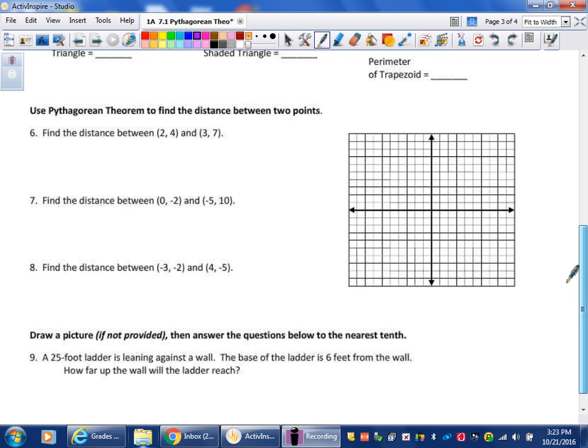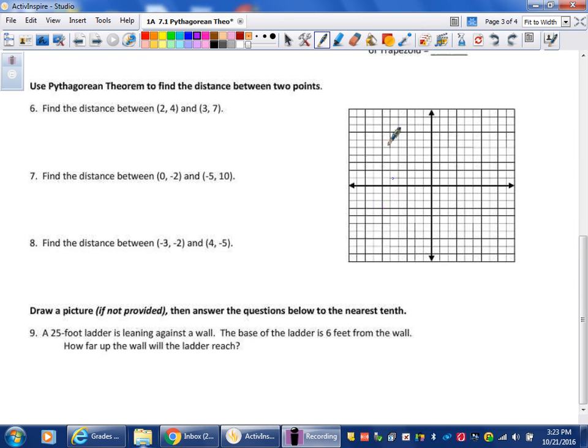The last part of this page of your assignment is finding distance using your 2 coordinates. Now, you can also use the distance formula, but I would recommend try doing it using the graph. Because the distance formula is square root of x1 minus x2 squared plus y1 minus y2 squared. Okay? You can use that if you want, or you can graph it and use Pythagorean theorem.